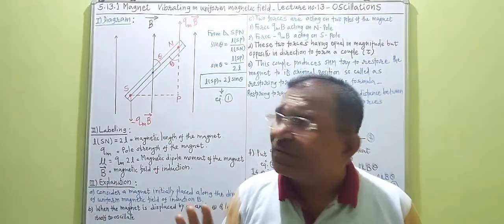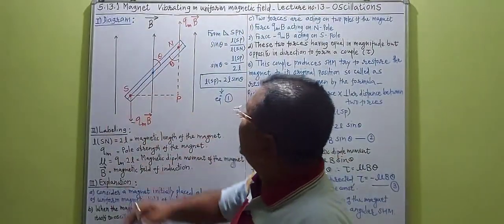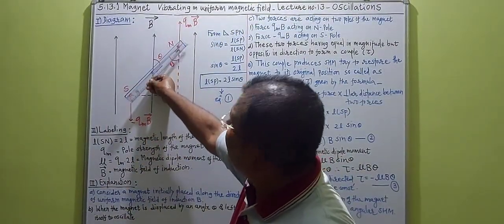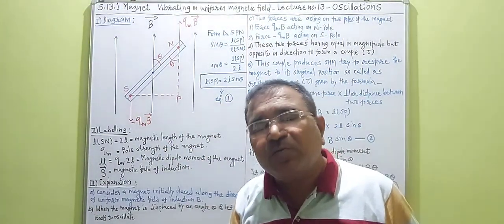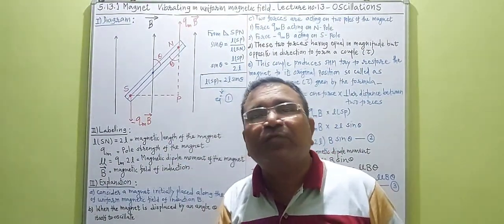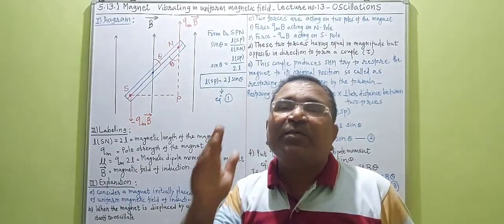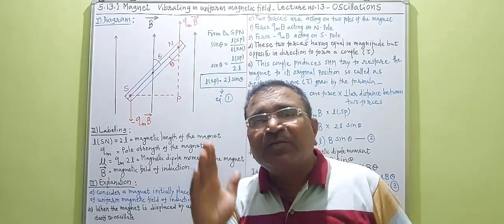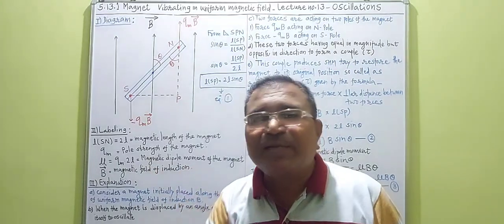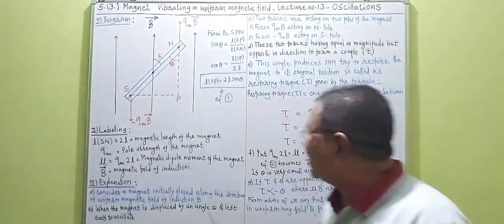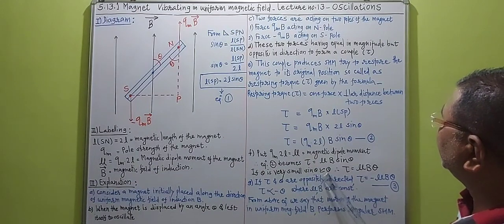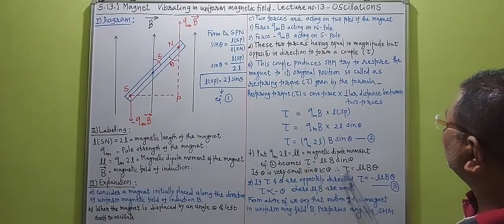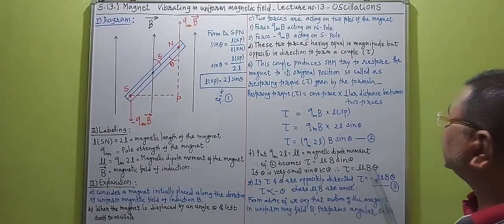Remember well, we displace the magnet through a very small angle. If theta is very small, then, as we use many times, sin theta is approximately equal to theta. By putting sin theta approximately equal to theta, we get tau is equal to mu B theta.